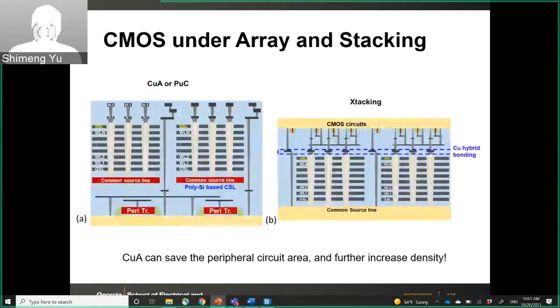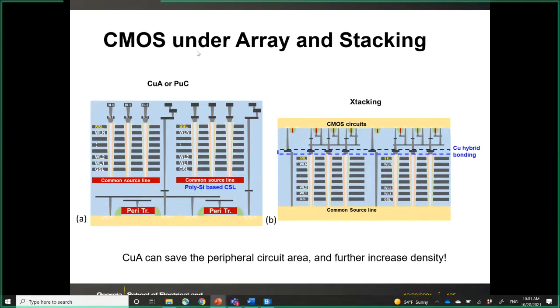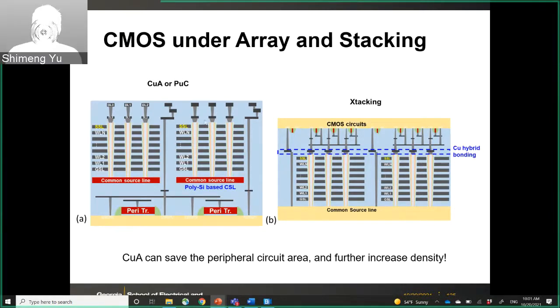Okay, so next we will introduce some new concepts in the 3D NAND flash. One of them is the CMOS under array, CUA, also called the peripheral under CMOS, PUC. The basic idea is that we hide some of the peripheral circuits underneath the 3D NAND flash core area.